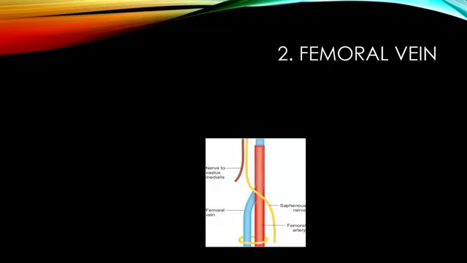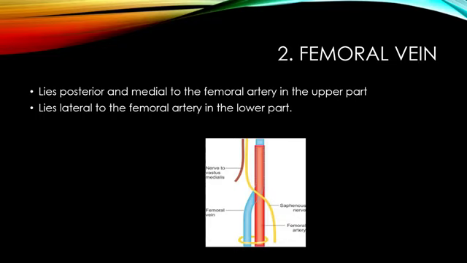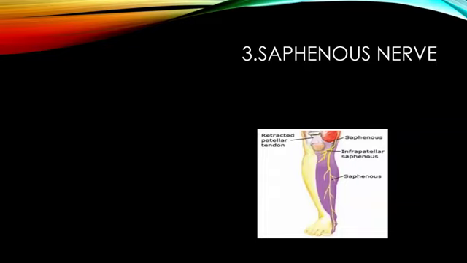Next, we have the femoral vein. The femoral vein lies posterior and medial to the femoral artery in the upper part, that is near the apex of the femoral triangle. But as it moves down, towards the lower part, it becomes lateral to the femoral artery. So there is a curvature that we observe: first it lies posterior to the femoral artery, and towards the lower part, it becomes lateral to the femoral artery. Next, we have the saphenous nerve.